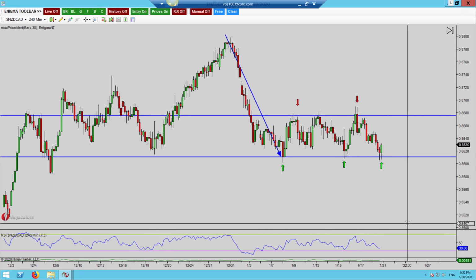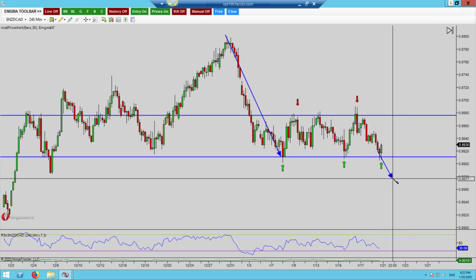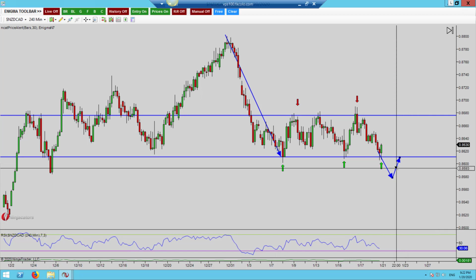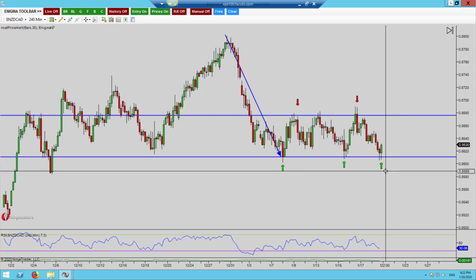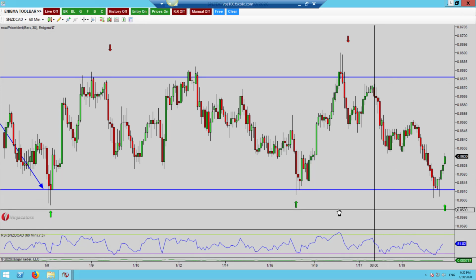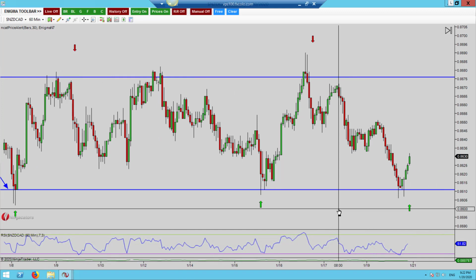The problem is I don't have enough confirmation of that, so what I'm going to be waiting for is a break below, a close below, a pull back, and then a chance to short. But right now we have a channel, and within channels we have high probability trading, and in this instance that's come in the form of a bat pattern, an AB equals CD pattern, and a double bottom.